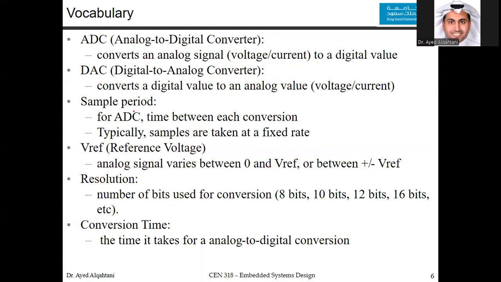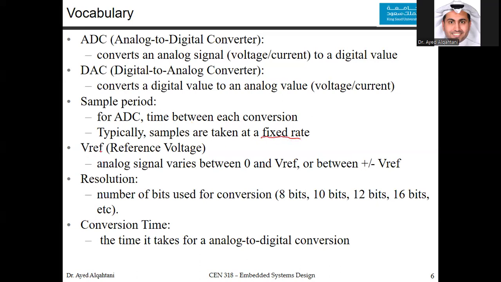Now, the sampling period for the ADC is the time between each conversion. And we saw this in the x-axis, which was the time in the previous slide. Usually it's periodic, and we take the samples at a fixed rate.